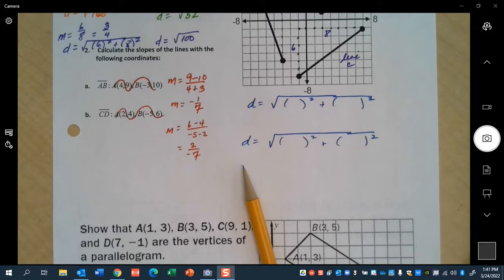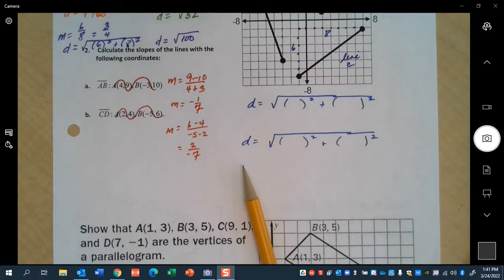And if you'll notice here, I did 9 minus 10. Here I did 6 minus 4. It doesn't matter which point is your first or which point is your second coordinate, as long as you're consistent. So once I did 9 minus 10, I had to do 4 minus negative 3. Once I did 6 minus 4, I had to do negative 5 minus 2.